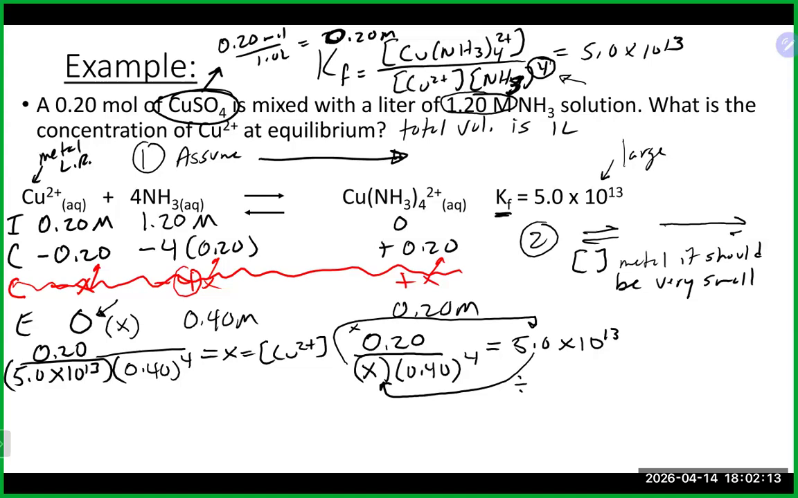So when we do it, we will end up with 0.2 divided by 5 times 10 to the 13 divided by 0.4 to the fourth. That is going to give us a copper concentration, I'll write it right about there, of 1.6 times 10 to the minus 13 in this case. Any questions on that there?